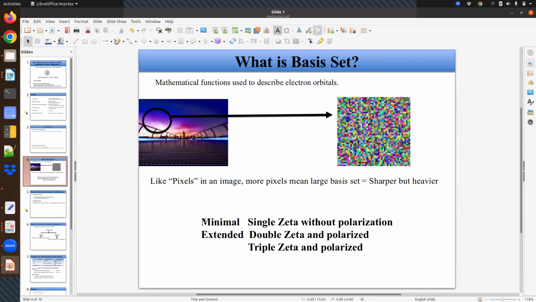If you are using the minimum basis set, like single zeta without polarization or single zeta with polarization, your calculation will be fast, but not that accurate. So there is always a compromise. If your system is big, then you can use single zeta, but the results are not that accurate, and you have to explain that because our system is big and we don't have the computational power. That's why we take single zeta, etc.